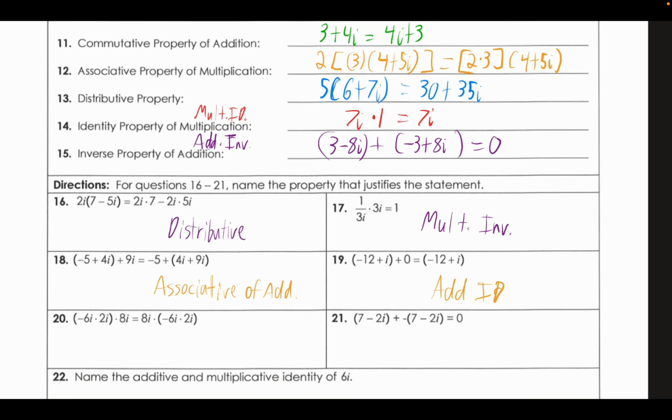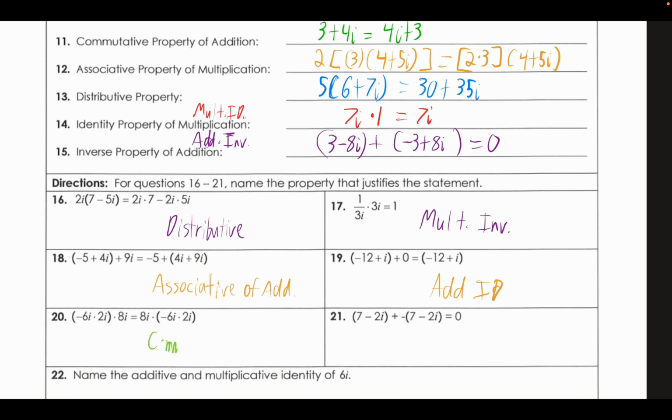Number 20 here, we have negative 6i times the quantity 2i times 8i is equal to 8i times the quantity negative 6 minus 2 times 2i. We notice what's in the parentheses did not change, so it can't be associative because we're not grouping them any differently. However, the 8i was second and now it's first, and the parenthesis was first and now it's second. This means things got moved around to different orders. So this is the commutative property, and specifically it's the commutative property of multiplication since we're multiplying. But if you just call it the commutative property, I'm fine with that.